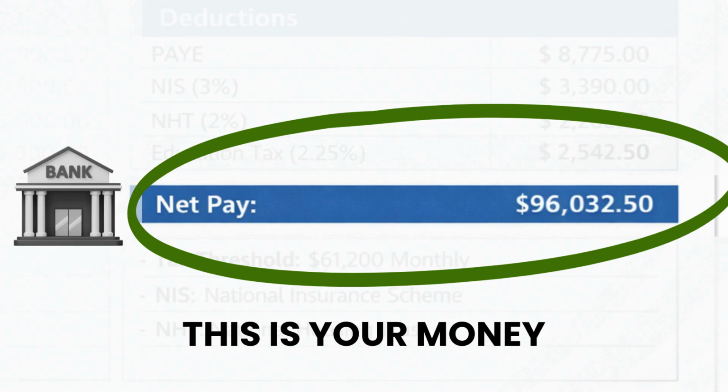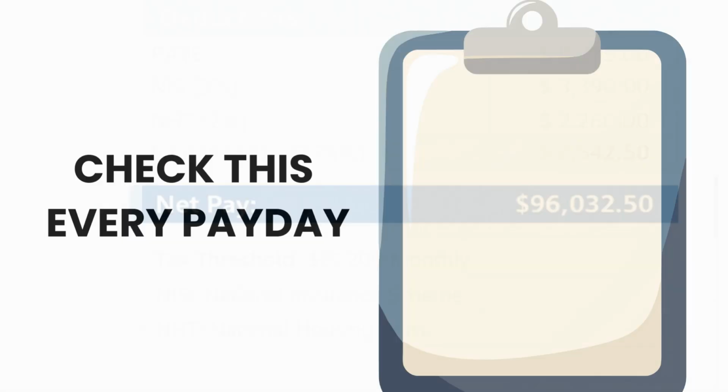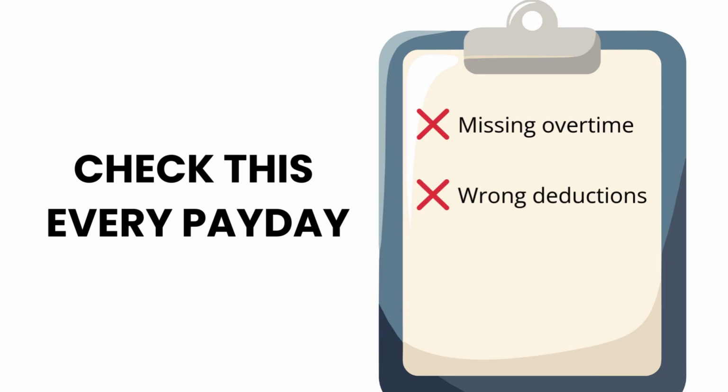Next, we are going to look at common payslip mistakes. Common payslip issues include missing overtime, incorrect deductions, or allowances not being included. If you don't read your payslip, you won't catch these.